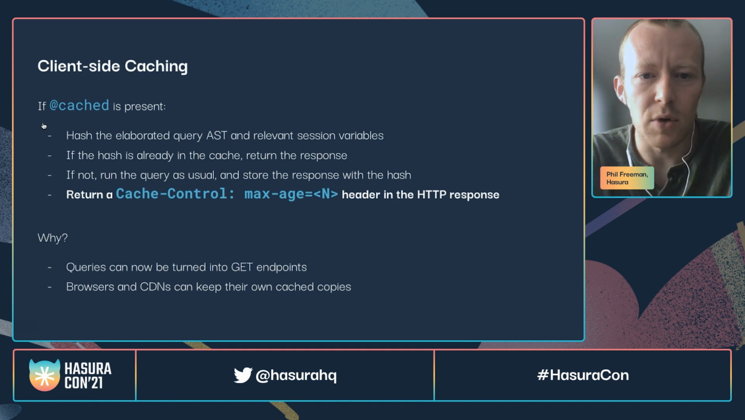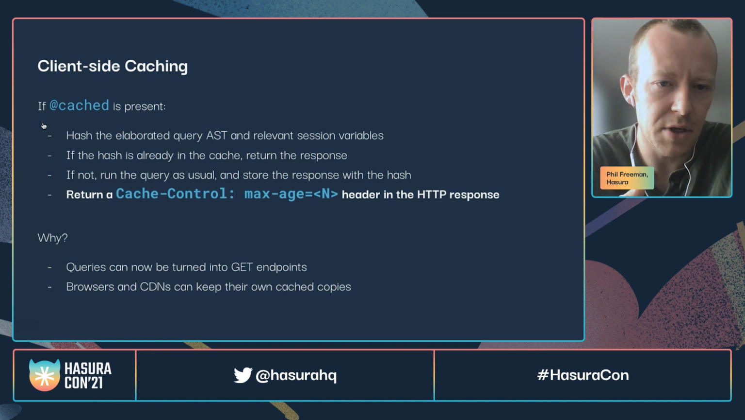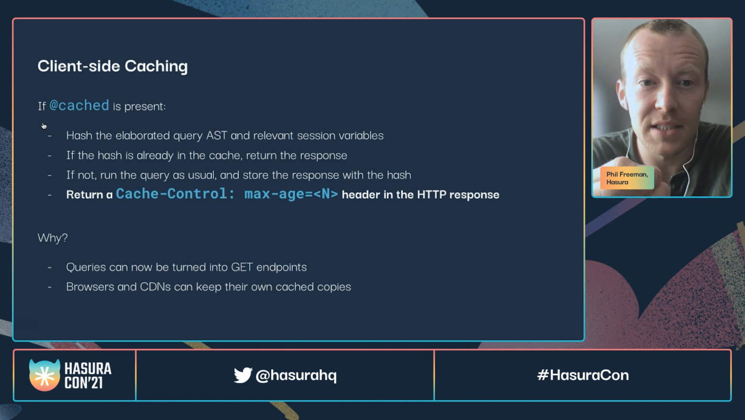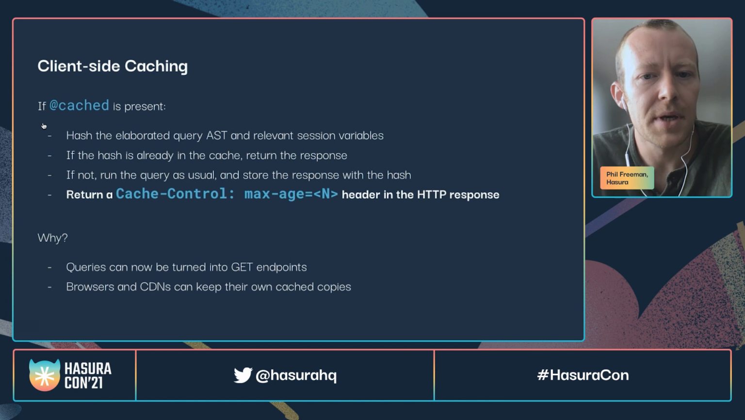Now, you might be asking what the point of this is, because GraphQL requests are usually served via HTTP POST requests, even for queries. And it's unlikely a CDN or a browser is going to respect a cache control header for a POST request, although technically the spec, I think, doesn't prohibit that. But even so, it's still useful to send this header for a couple of reasons.